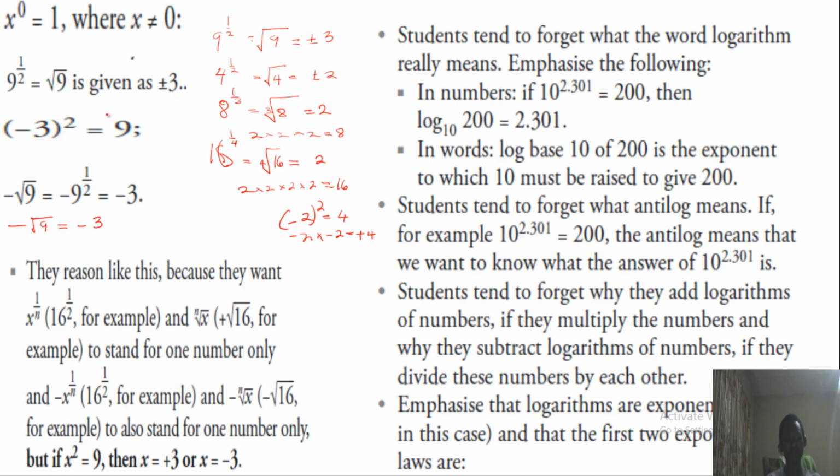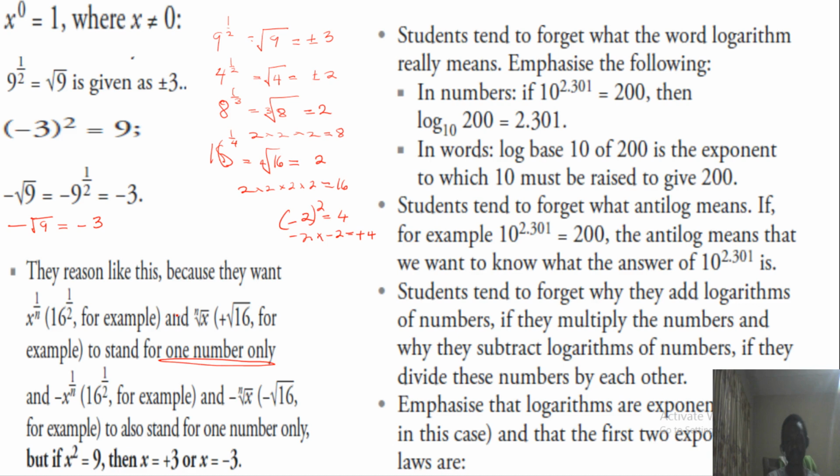You need to know the reason why this is, because they want this as the root of 1 over n, which is, for example, 16 raised to 1 over 2. That simply means the positive 16, for example, standing for one number only. Therefore, if x is probably standing for one number only, basically I can say root 9 is 3, I can say root 4 is 2. Basically I'm taking one side of that particular number.